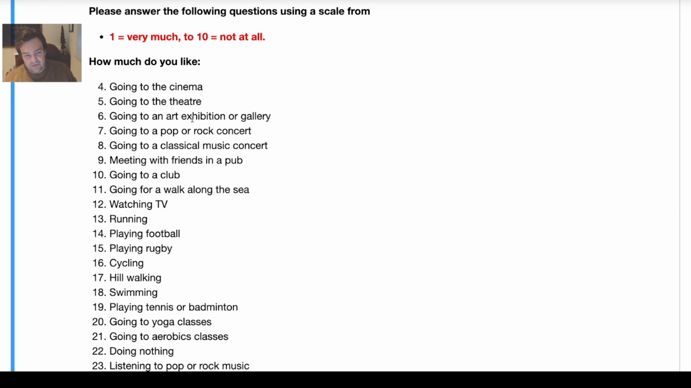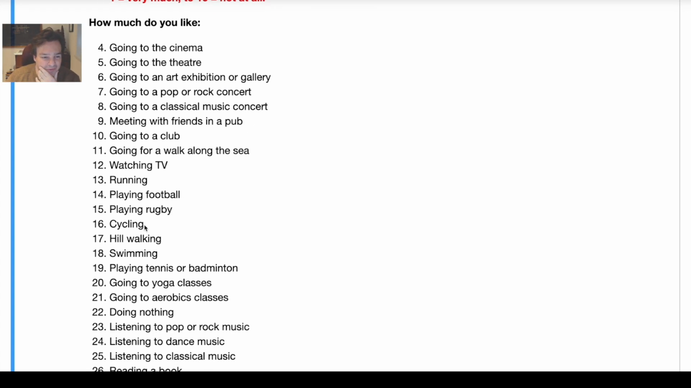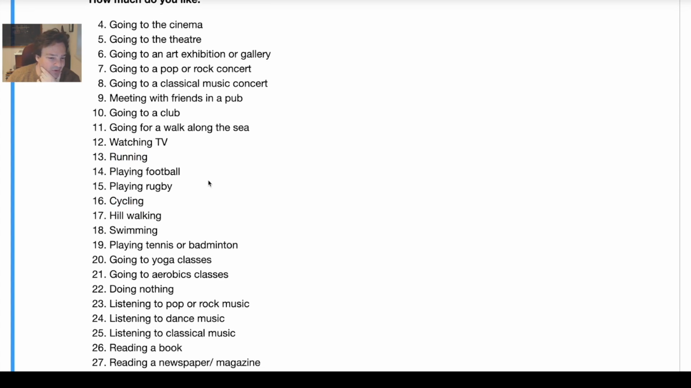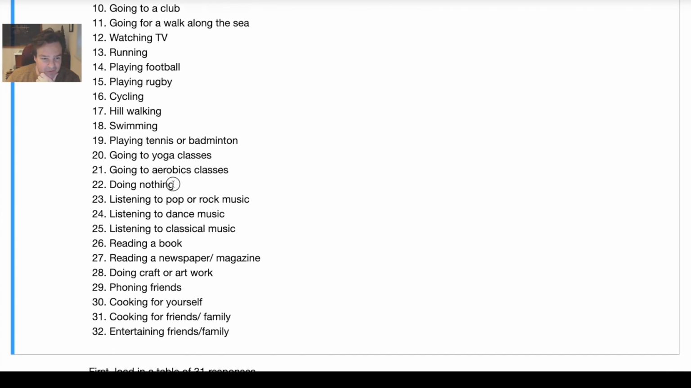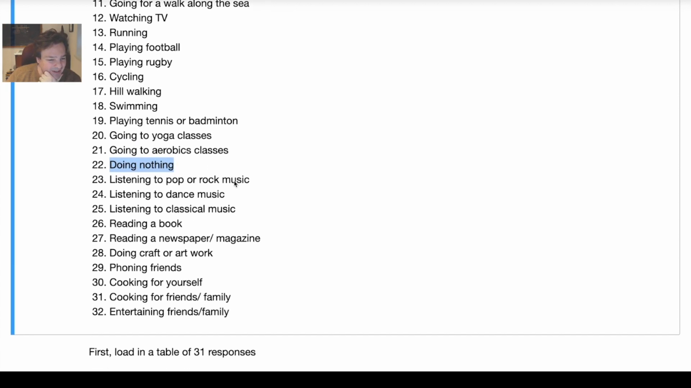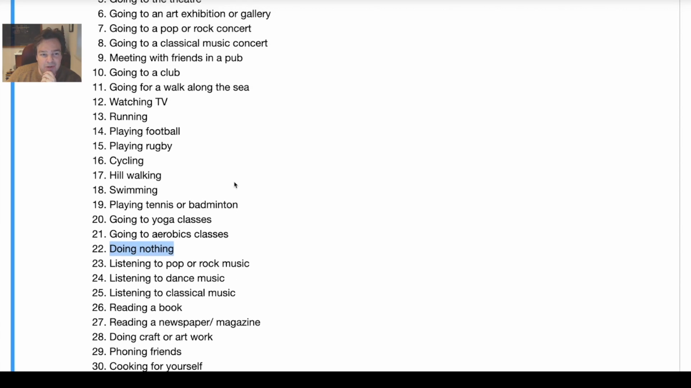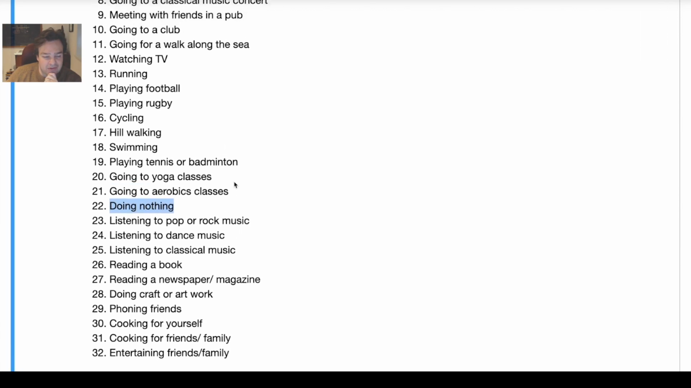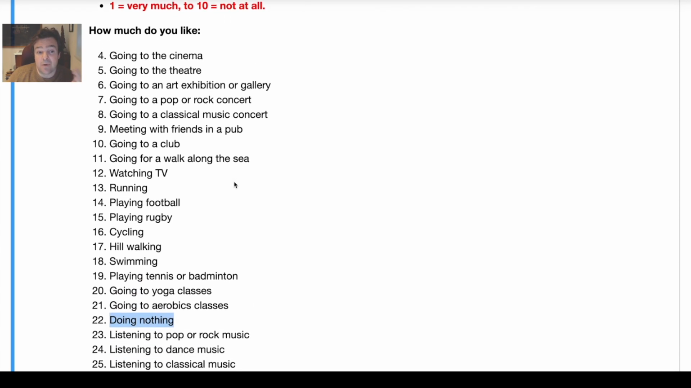And so these are all ways to spend your time. So going to cinema, going to theater, all these things. There's a lot of things on here that we've not been able to do for a while because of the COVID restrictions. But there are things on here you could still do, cycling, at least depending on where you are, running and so on. Anyways, there's all these different activities on here. I like this one, doing nothing. That's a nice one. But yeah, the people were asked for all these different things, tell us whether or not you like these things and how much.